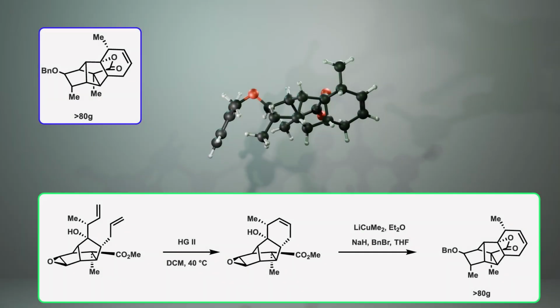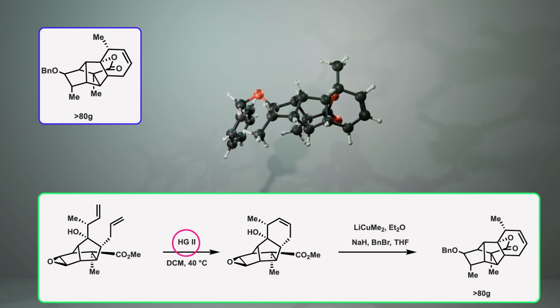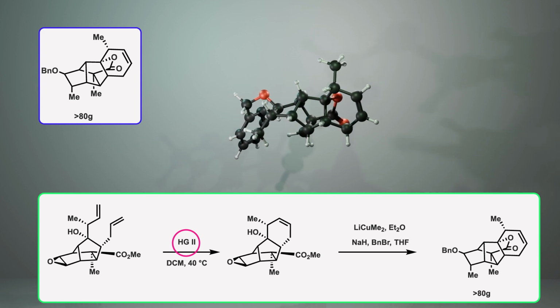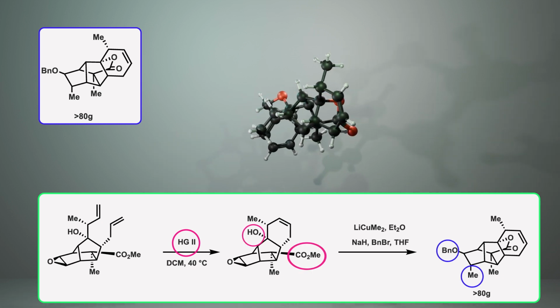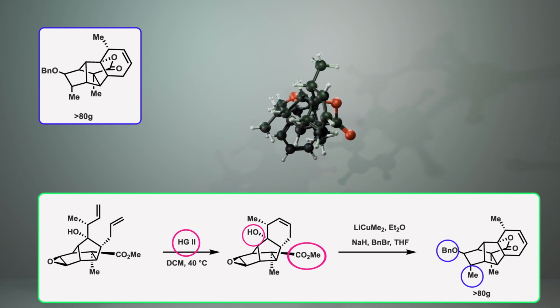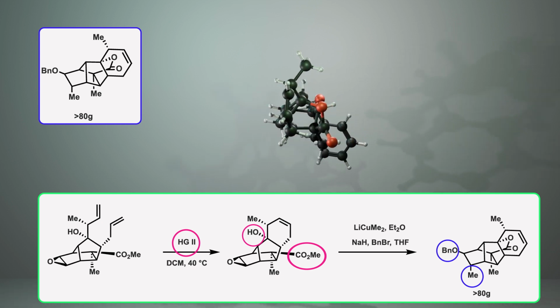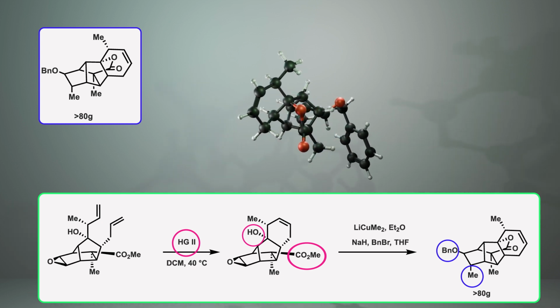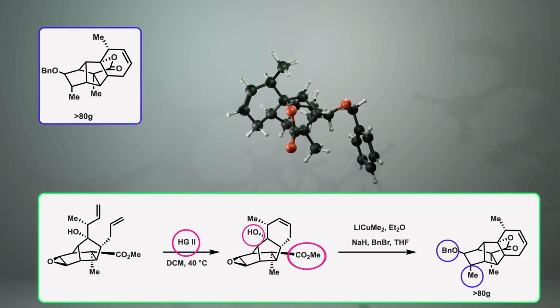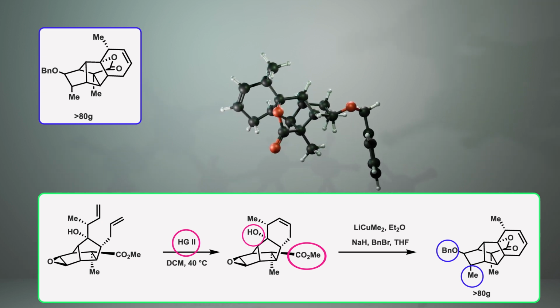In the next step, the metathesis reaction proceeds using the second generation Hoveyda-Grubbs catalyst. Following this, intramolecular lactonization and regioselective epoxide opening occur using lithium dimethyl cuprate, and the resultant alkoxide reacts with benzyl bromide in one pot to provide the key compound. Notice that the synthesis route yields a large quantity of the compound, confirming the reliability of this approach.